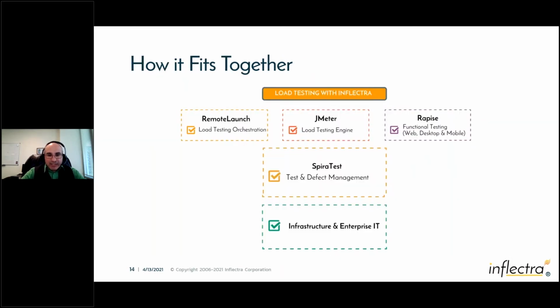You basically have Spyro Test or Spyro Team or SpiraPlan. Any of the 3 Spyro products acts as your central repository for test and defect management, also requirements management. And if you're using the SpiraPlan or Spyro Team editions, it also includes Agile program and project management. And then from that, you will integrate with Rapise directly. And for JMeter, you use our remote launch testing orchestration engine, which then connects to JMeter and handles the integration and the launching and result reporting back.